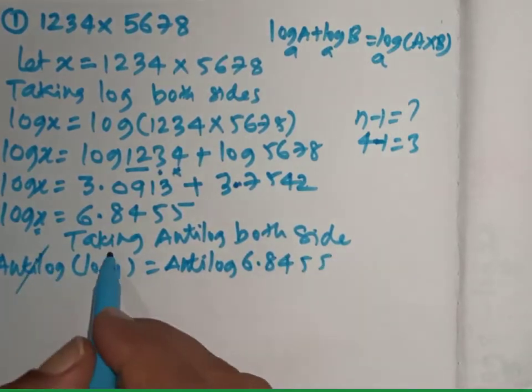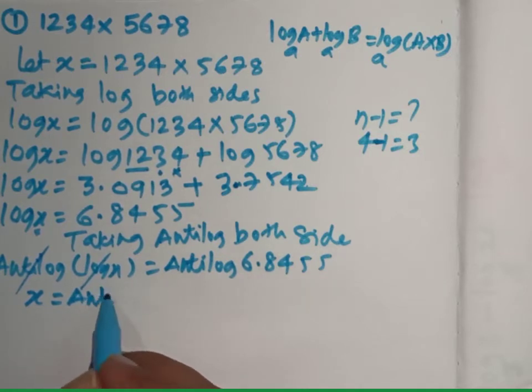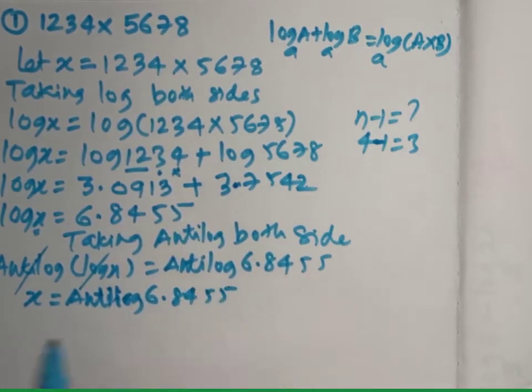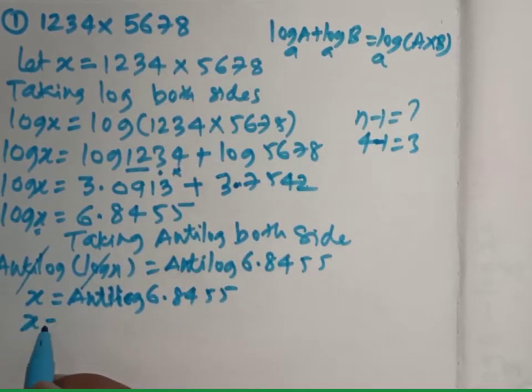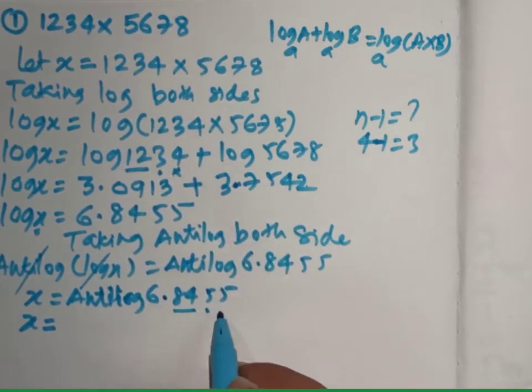You see the antilog and the logarithm will cancel, and you simply get x is equal to antilog. You can write the short form, or if you want to write the full form, you can write antilog of 6.8455. So we have to find the antilog using the antilog tables. Now you see the antilogarithm will be 84 under 5 mean difference 5.